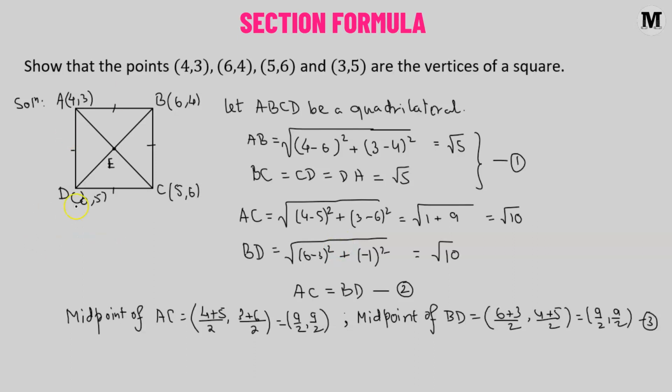Now all three criteria are met. From criteria 1, 2, and 3, we can now say for sure that ABCD is a square. That means a square is a quadrilateral whose sides are of equal length, the diagonals are also equal, and the two diagonals bisect each other.